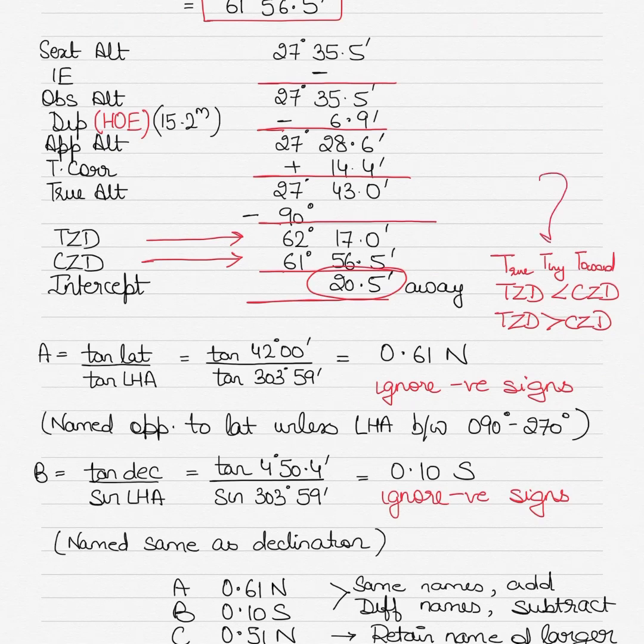So how do you do that? You use the rule of thumb here. True, tiny, towards. What does that mean? That means if true is less than CZD, then you will be towards. If true is more than CZD, it will be away. In this case, your true is more than CZD. Your true zenith distance is more than calculated zenith distance. So true is not tiny here. True is larger than calculated zenith distance. So your naming would be away.